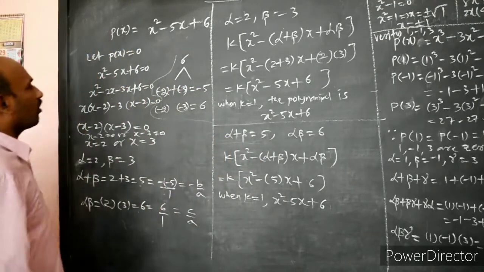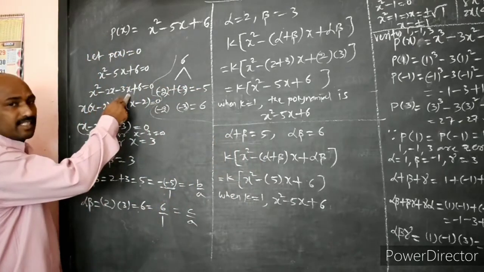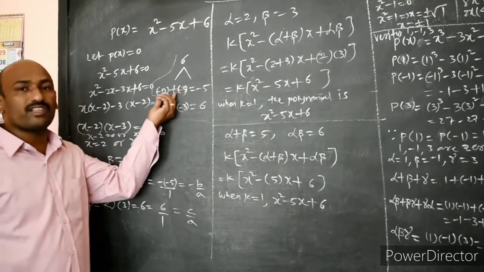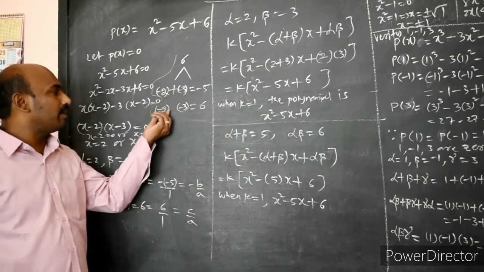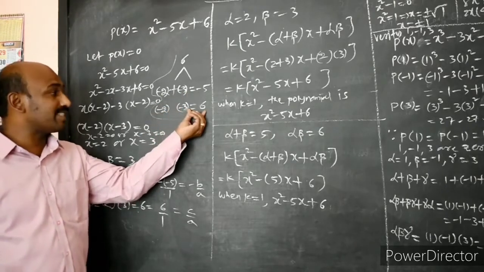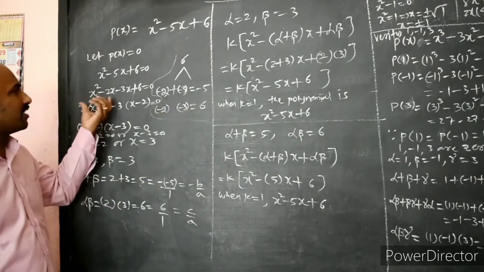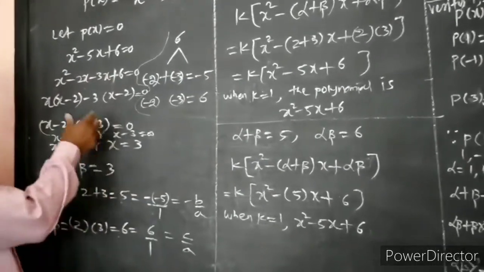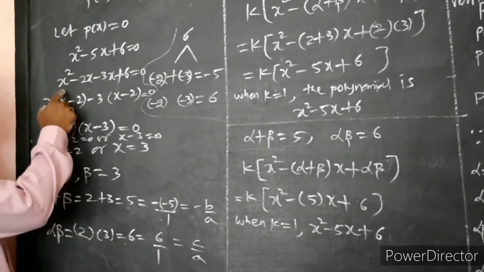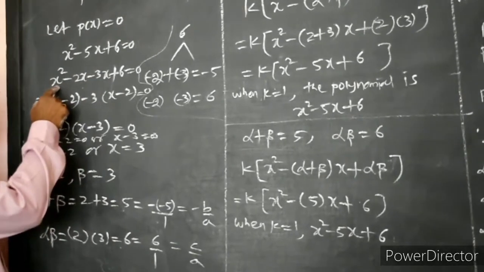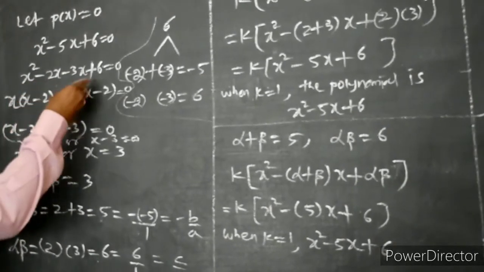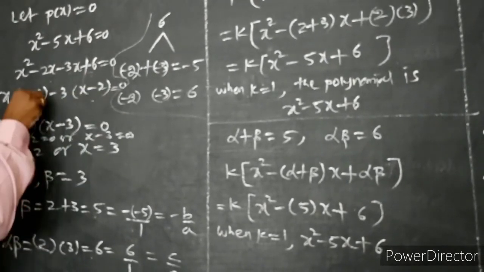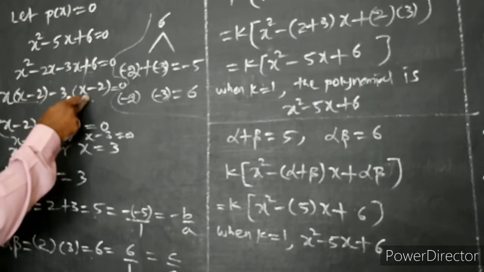Then we can split this polynomial as x square minus 2x minus 3x plus 6 equal to 0. Why? Because if you add the two numbers, minus 2 plus minus 3 is minus 5, and minus 2 into minus 3 is plus 6, minus into minus. Then in the first two terms I can take x common, then x into x minus 2, and the last two terms we can also write as x minus 2. Why? Because one of the factors is x minus 2. Then here also we will get x minus 2.